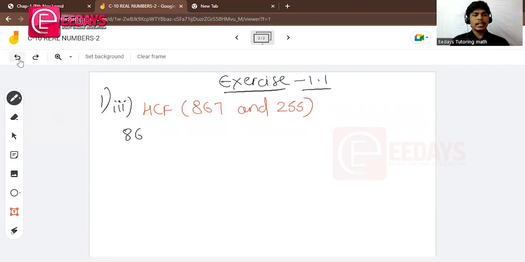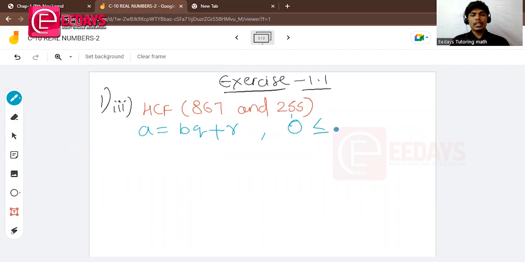First, we'll write it in the form of Euclid division lemma. What is Euclid division lemma? A is equal to BQ plus R. This is the format, right? A is equal to BQ plus R. What is the condition here? The conditions are really important.